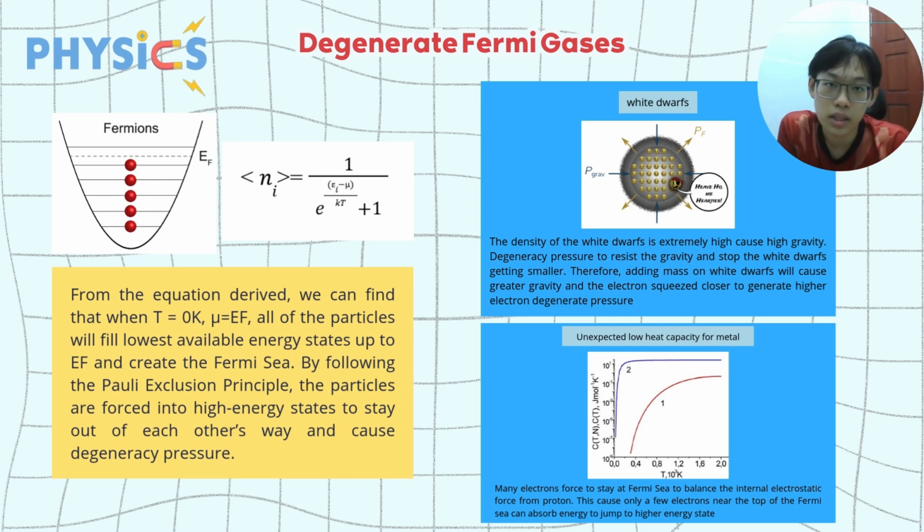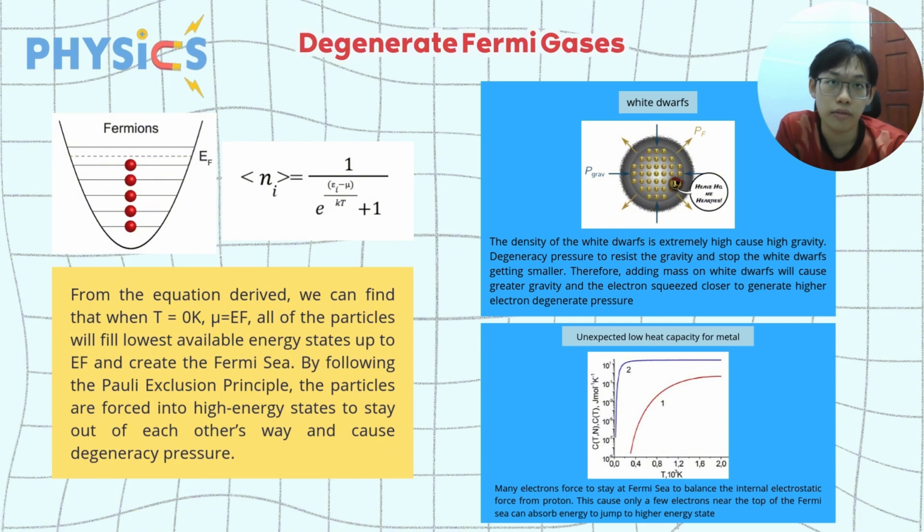So about the degenerate Fermi case, the fermions need to follow the Pauli exclusion principle, so they need to stay away from each other and are forced into higher states, and this causes the degeneracy pressure. And from the formula on the screen, you can see that when T equals 0 and mu equals the Fermi energy, all of the particles are forced into the available energy states, and this creates the Fermi sea.